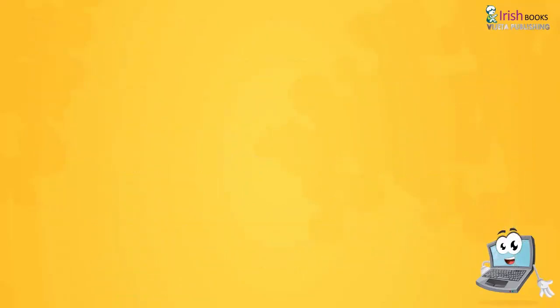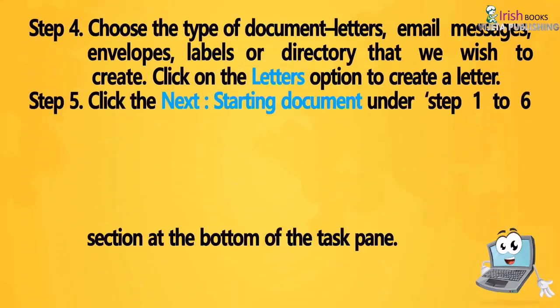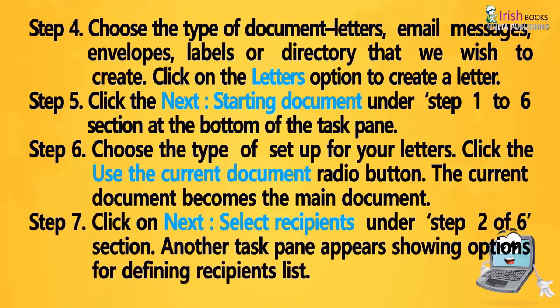Step 4. Choose the type of document: letters, email messages, envelopes, labels or directory that we wish to create. Click on the Letters option to create a letter. Step 5. Click the Next: Starting Document under Step 1 of 6 section at the bottom of the task pane. Step 6. Choose the type of setup for your letters. Click the Use the Current Document radio button. The current document becomes the main document. Step 7. Click on Next: Select Recipients under Step 2 of 6 section. Another task pane appears showing options for defining the recipients list.